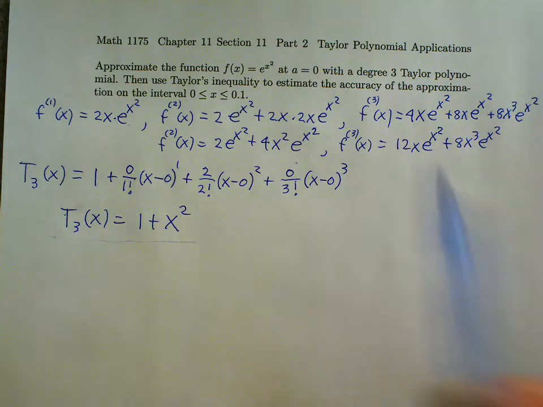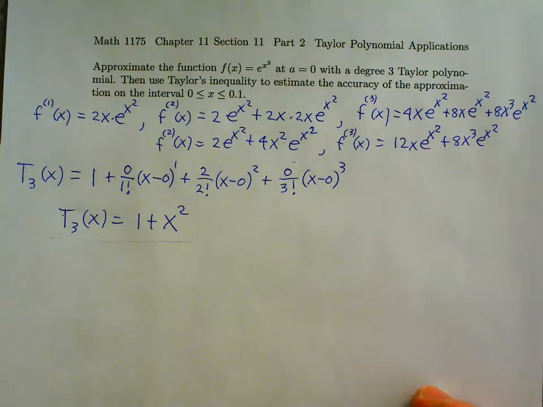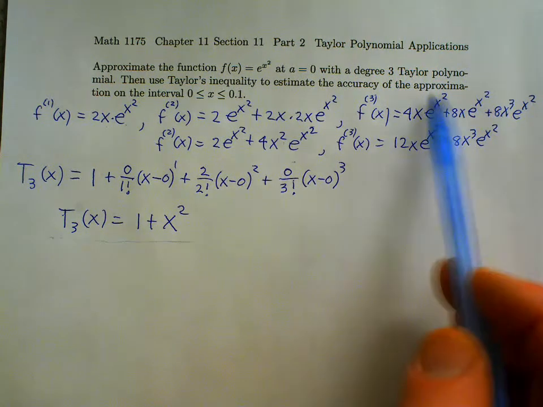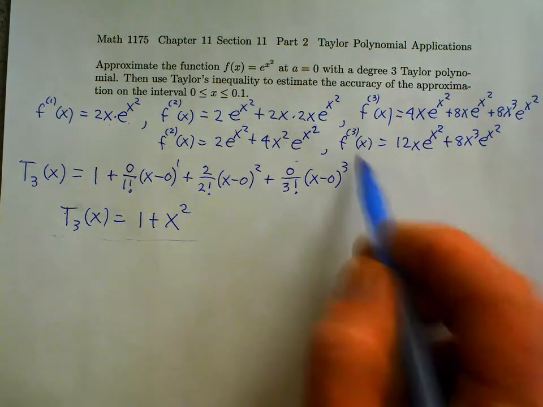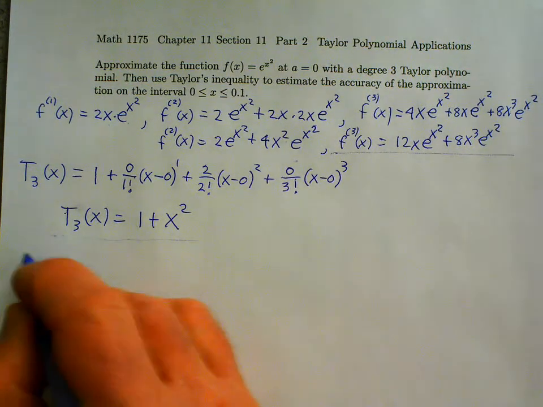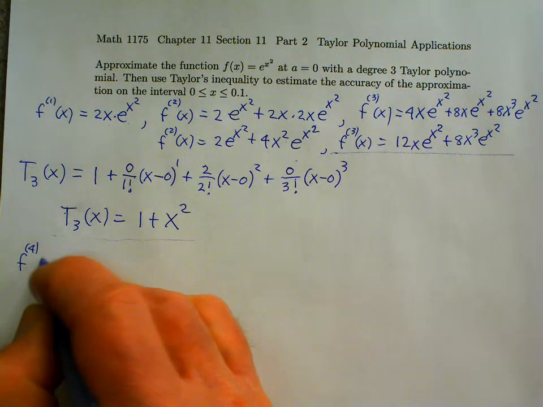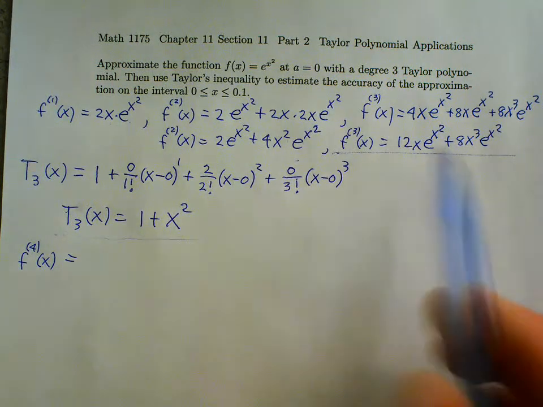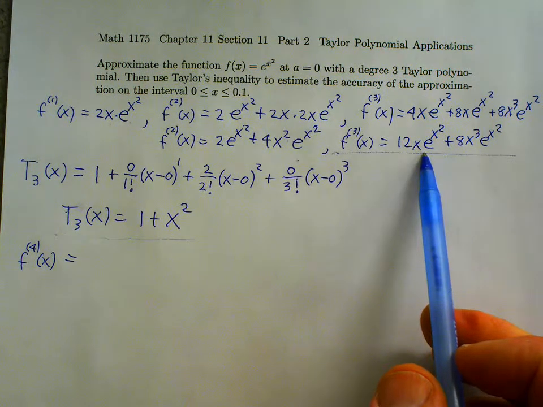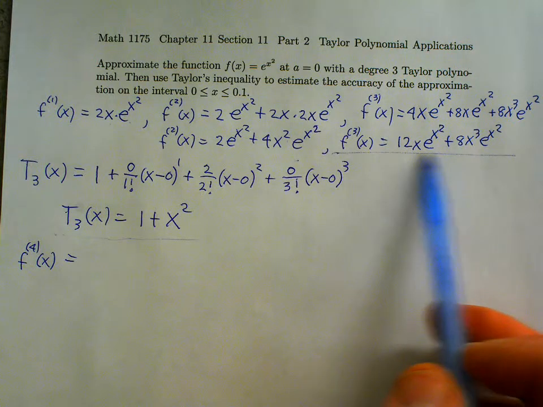Okay, so the next part, let's use Taylor's inequality to estimate the accuracy of the approximation on that interval. So now we need the fourth derivative, so we might need the full breadth of the page to compute that. So we'll take the derivative of the first term in the third derivative.